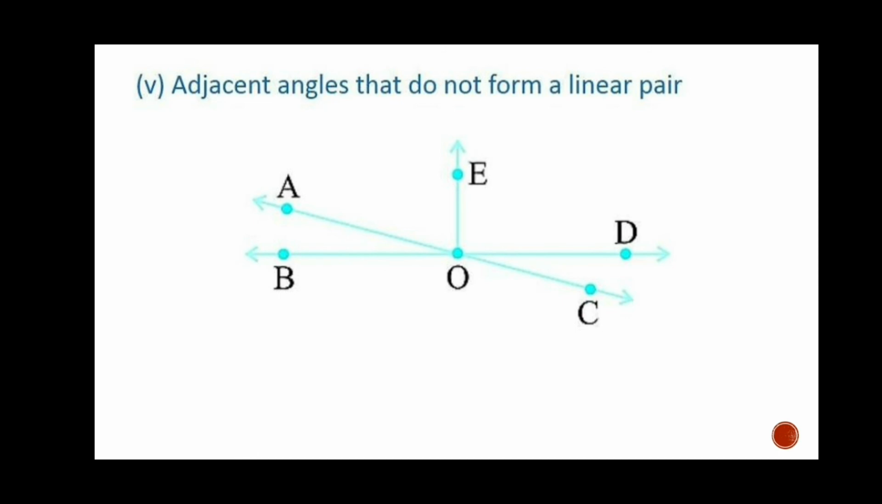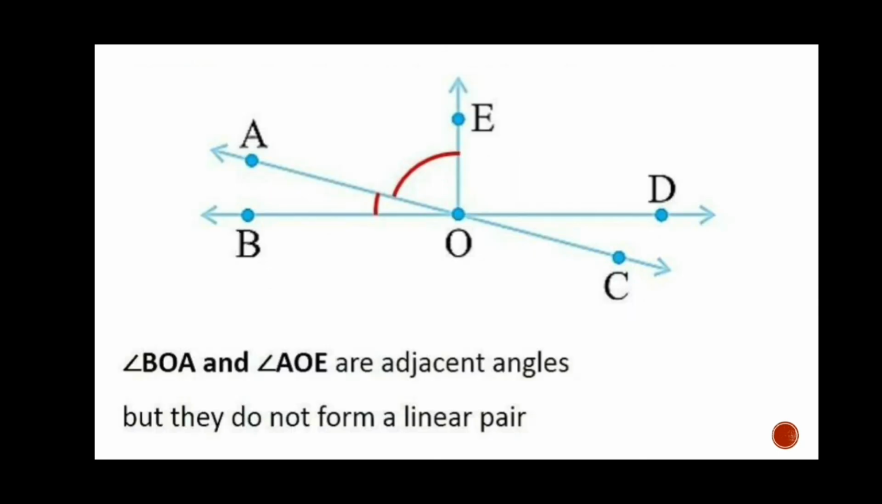Now we have the fifth one in this question, adjacent angles that do not form a linear pair. It means we have to find adjacent angles but their sum is not 180 degrees and they are not making a linear pair. So let's see which are those angles. So in the picture you can see angle EOA, this one, and angle AOB, this one.